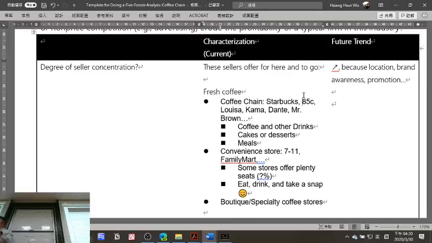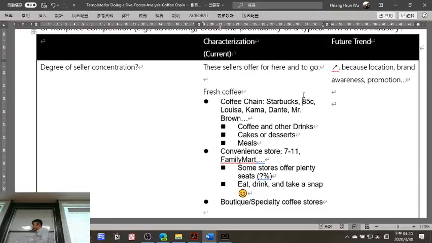But think about it. If you put a convenience store into the competitor list, then you see the concentration ratio will be very high, right? Because there are so many convenience stores in Taiwan. But not all convenience stores offer plenty of seats. So probably just 30 or 40.